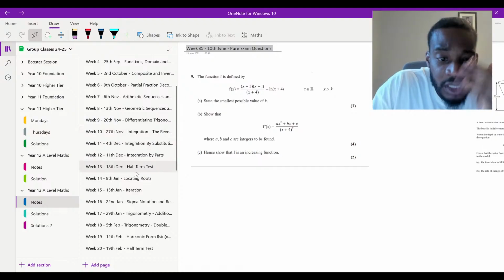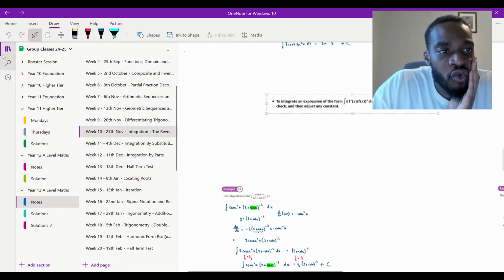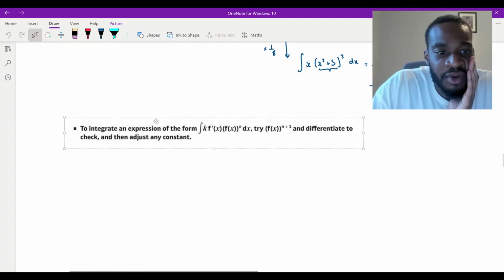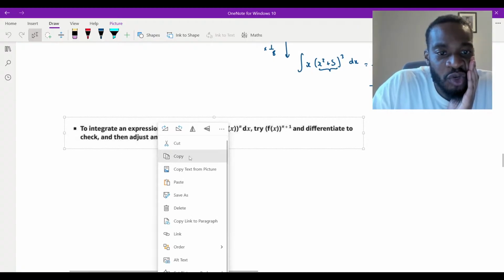November. Reverse chain rule. I can't see it. There it is. There's a rule here. Yeah, this one. I've even clicked it recently. This is the trick here.